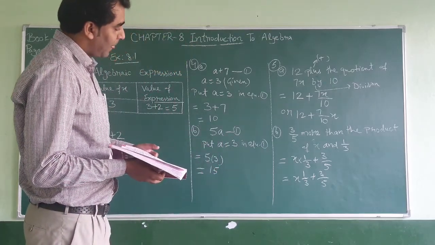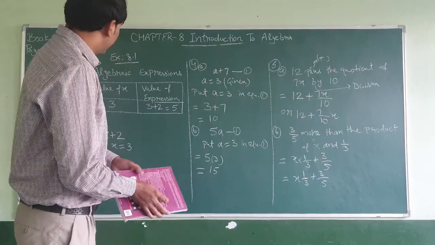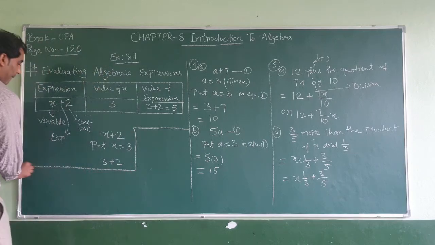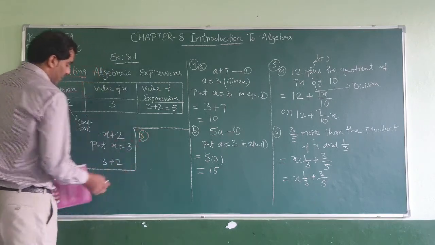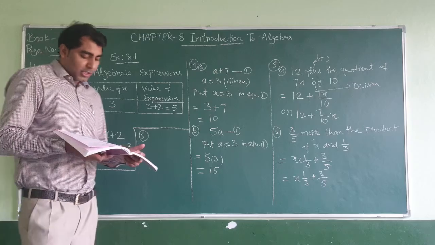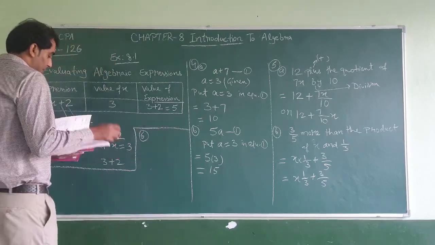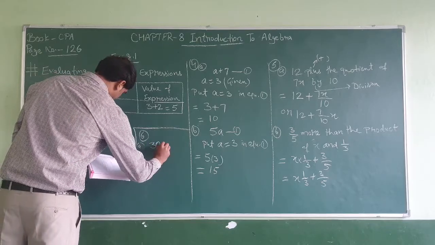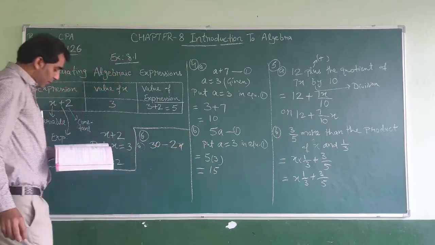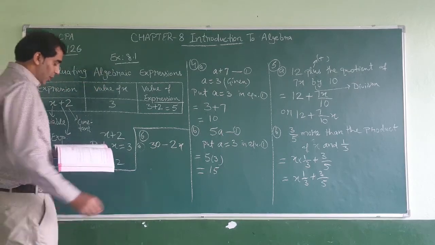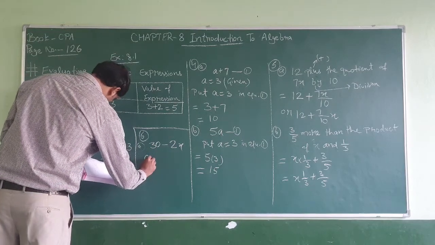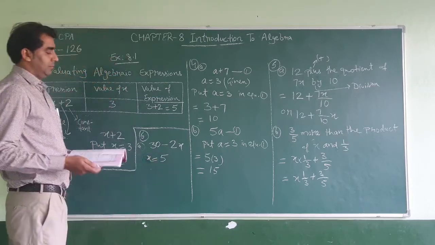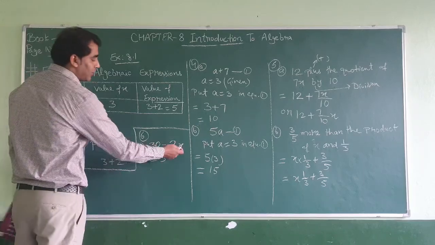Okay students, understood? So now come on to question number 6. We have to find the value of the following expressions when x is equal to 5. Part A is 30 minus 2x. Now the question is the same as number 4. We have been given the value, x is equal to 5. So instead of x we will put 5.